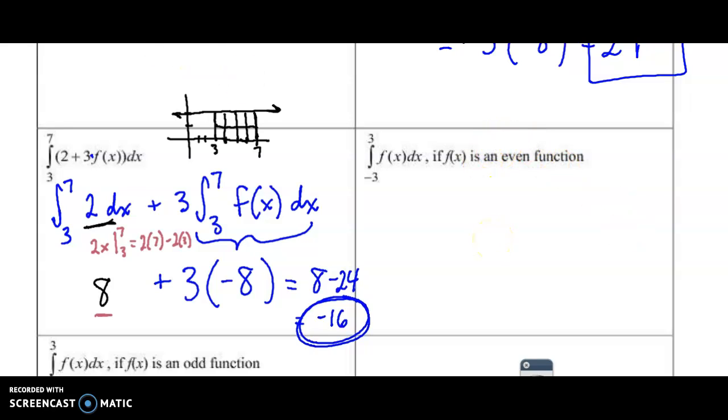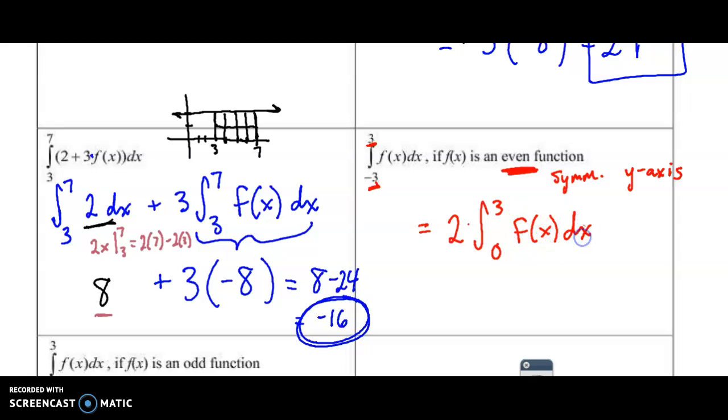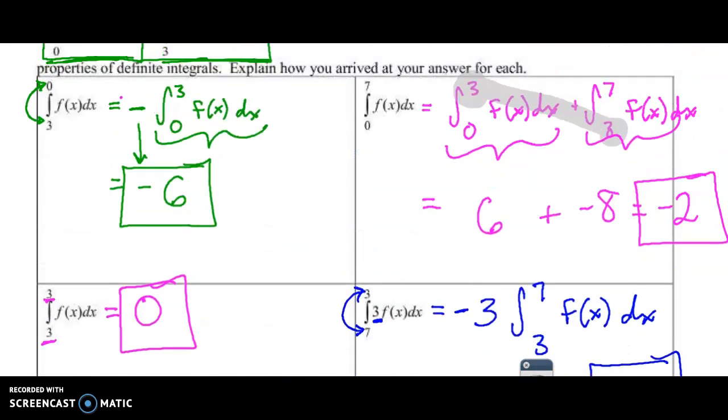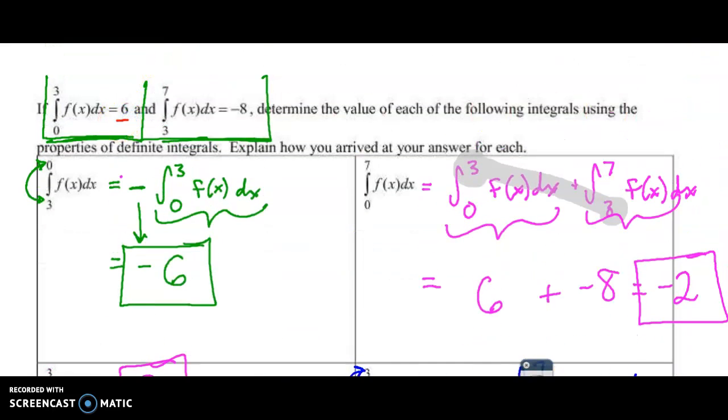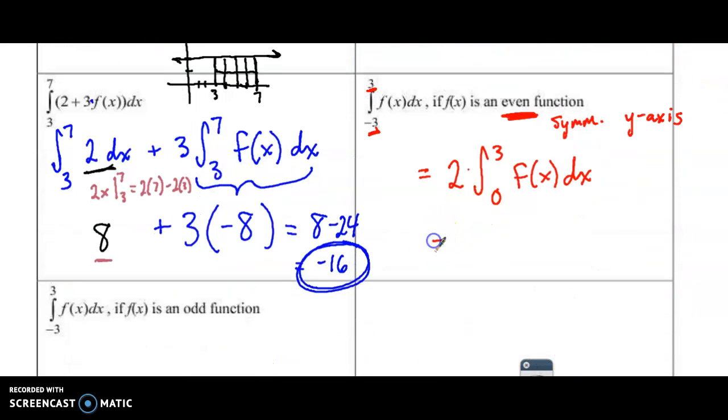Okay, the next one. They give you an extra clue in here. We have an even function. Now remember, I just remember that even is symmetric with the y-axis. That's how I remember how to do these. Because if it's symmetric with the y-axis, and I notice that my bounds are the same but opposite, then this answer is equal to doubling the integral from 0 to 3 of f of x dx. And I use the same picture that the author has in the notes. So as I go back to the top, the integral from 0 to 3 had an area of 6. So what that means is we have to double 6, and our answer is 12.